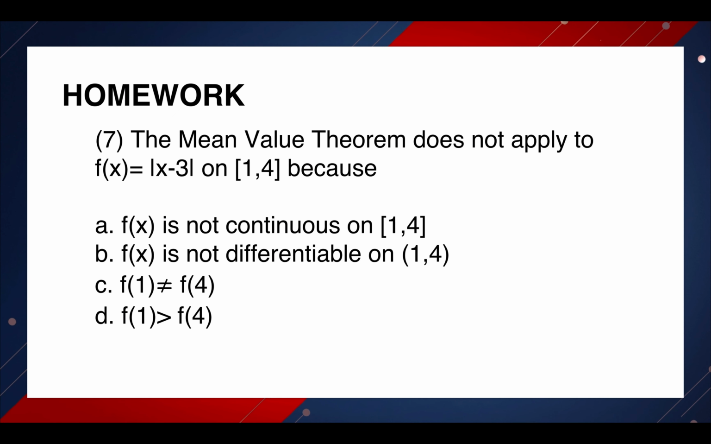And now we move on to homework question 7. The mean value theorem does not apply to f(x) equals the absolute value of x minus 3 on the closed interval from 1 to 4 because: A, f(x) is not continuous on the closed interval from 1 to 4. B, f(x) is not differentiable on the open interval from 1 to 4. C, f(1) is not equal to f(4). D, f(1) is greater than f(4).